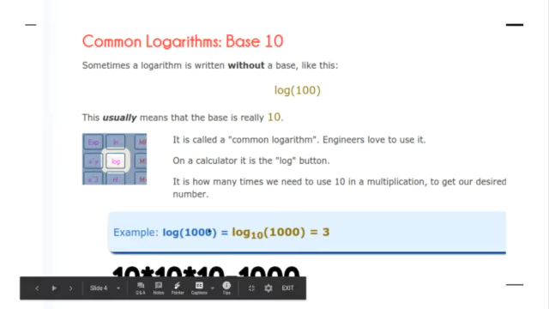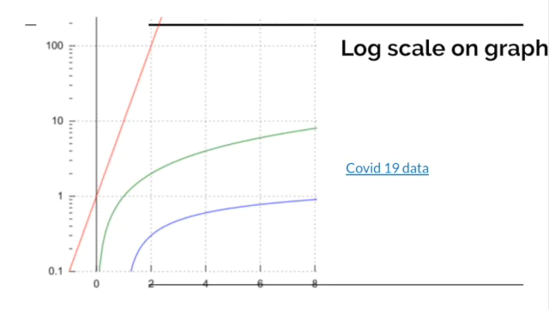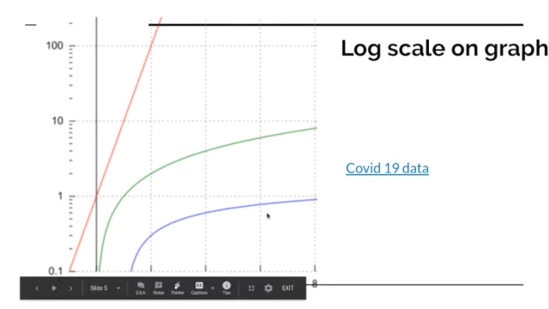I think we can kind of follow that. 10 times 10 is 100, and then 100 times 10 is 1,000. So if I have a log of 1,000, that would be 3 with a log with a base 10. Okay, and that's usually what is being used on a lot of these logarithmic scales on a lot of the graphic representations that we're seeing with the COVID-19 stuff.